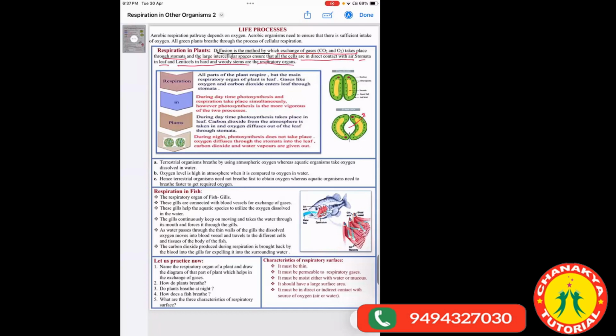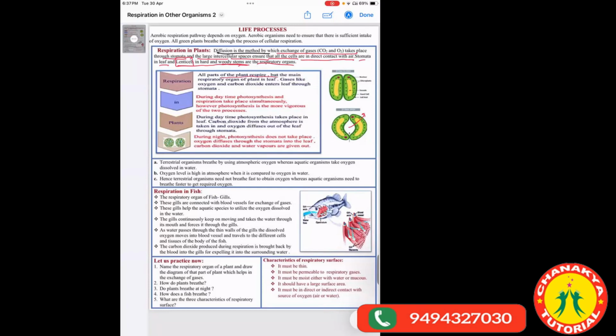When we talk about the leaves, the stomata help in the exchange of gases, whereas in the hard and woody stem, or I can say in the stems of trees, the lenticels help in the exchange of gases. So if you write the word stomata for the woody stem, the answer will be wrong. So keep in mind lenticels. Lenticels will be helping them.